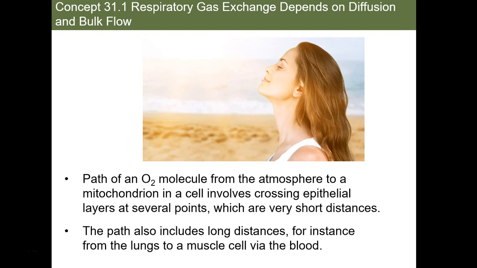The pathway of oxygen from the air to the mitochondria involves crossing through epithelial tissues at several points, which are relatively short distances. The path of oxygen also includes crossing longer distances, such as from the lungs to a muscle cell via blood.